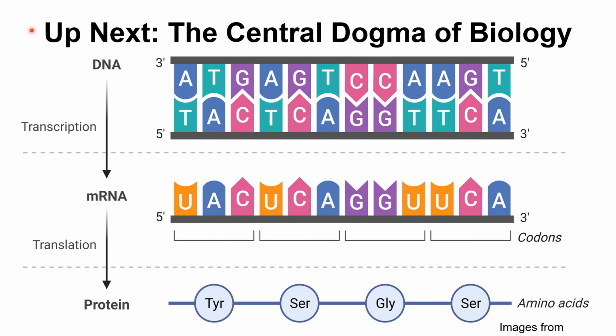Up next, I'm going to go into the central dogma of biology, which says that DNA is transcribed into mRNA, and that mRNA can be translated into proteins, and this gives rise to all the different things that DNA can provide to an organism to allow it to grow and develop and maintain homeostasis.